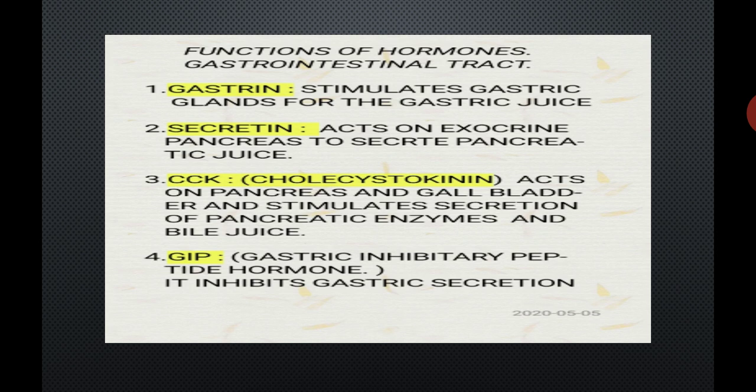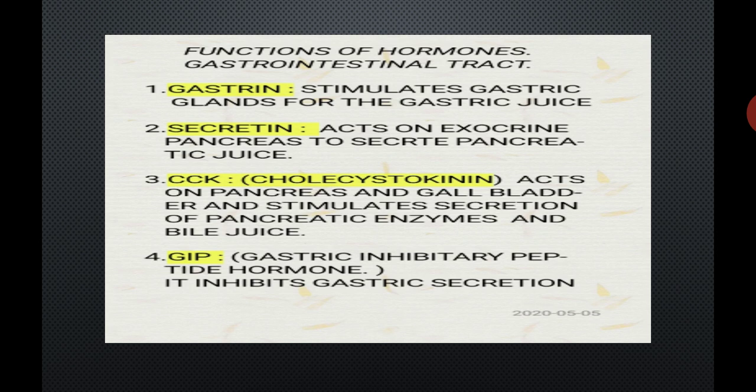So secretin stimulates the exocrine part of the pancreas, and because of that stimulation, the exocrine part of the pancreas starts secreting the pancreatic juice. So gastrin stimulates the gastric gland. Secretin stimulates the exocrine part of the pancreas.